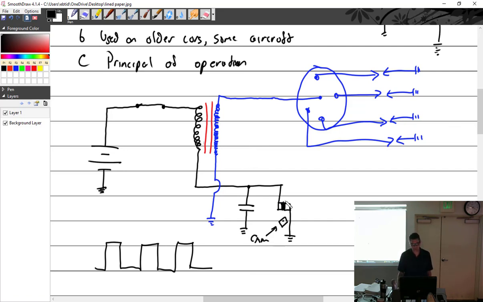And so when the points open and we get that rapid collapse across the secondary, we're going to get somewhere in the neighborhood of 20,000 volts. And that is going to travel up through here to a finger. And that finger is going to be attached to the cam, which is attached to the camshaft, which is thinking about where everything's going. And that is going to move around. And when it's right here, it's going to fire this plug, and then the next one to fire that plug, and this one to fire that plug.